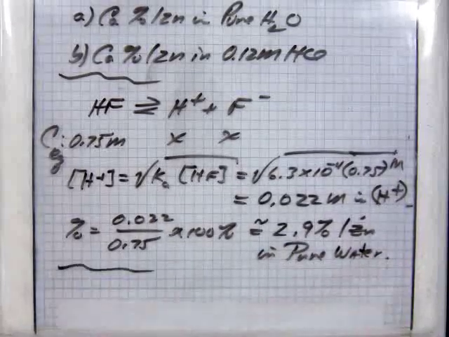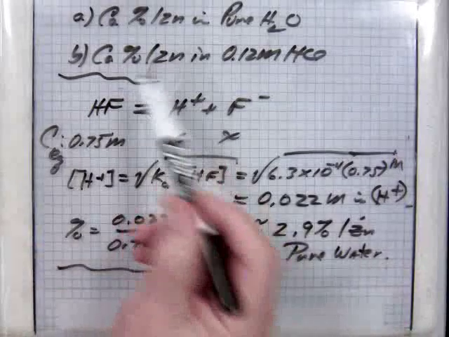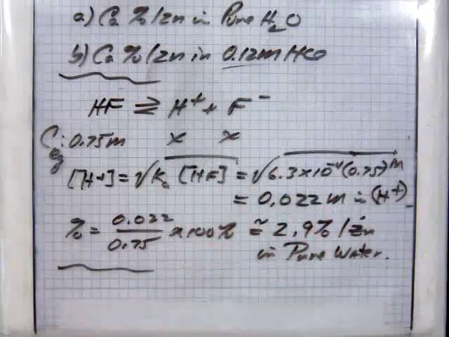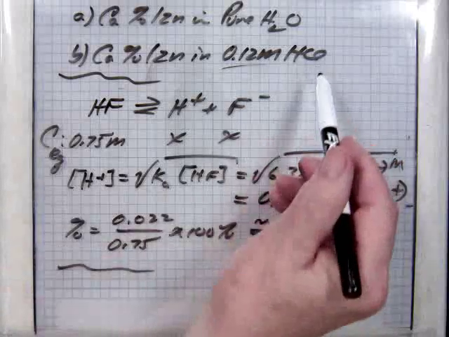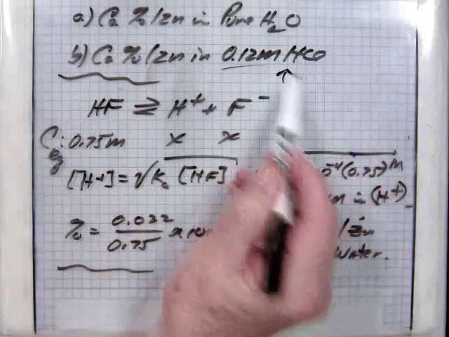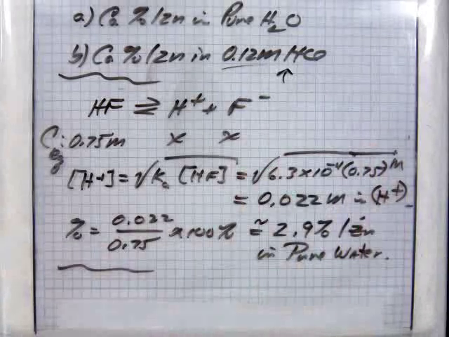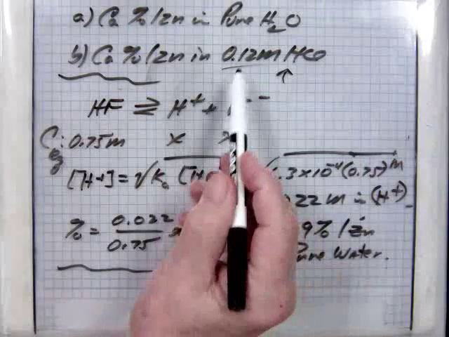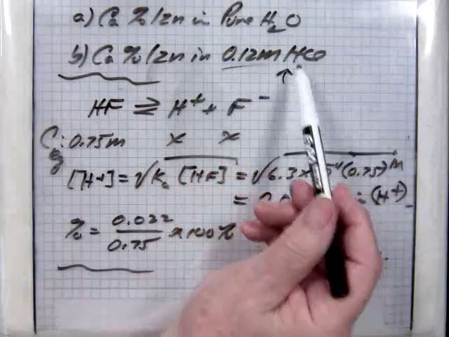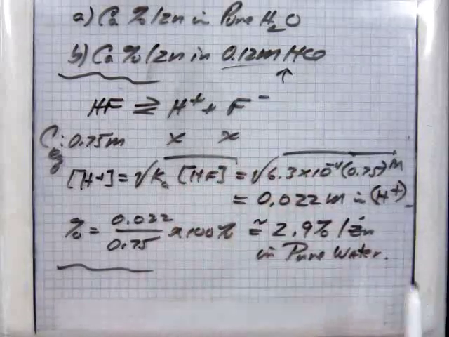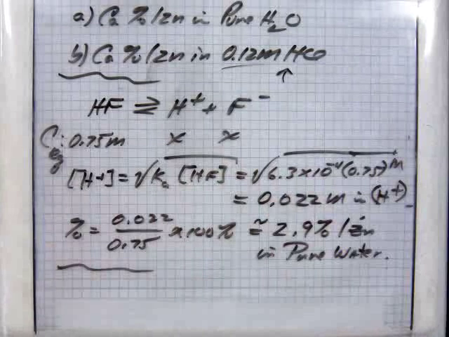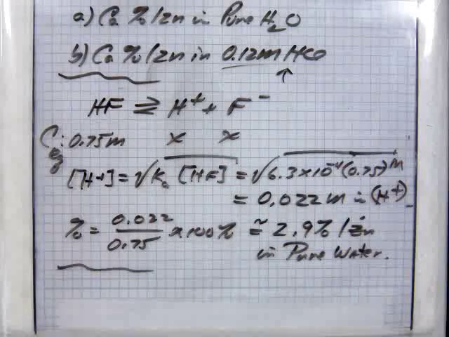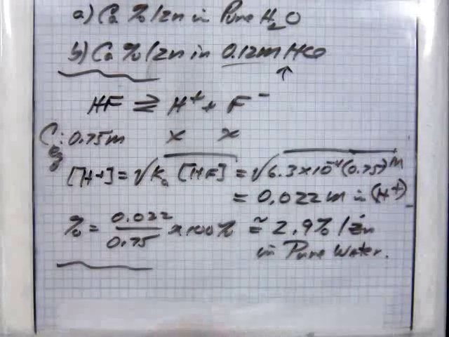Okay. Now, if we put this into a 0.1 molar common ion solution of HCl, where the common ion is the hydronium. Now, I could change the problem up and go a 0.12 of, say, a sodium fluoride, where the fluoride would be the common ion. So be sensitive to that in your problem structure.